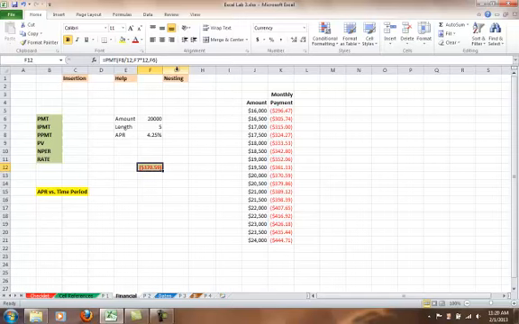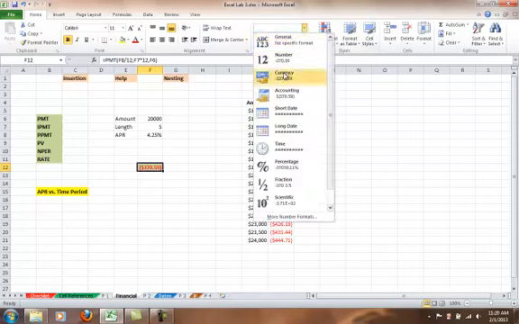It did it that way because finance functions automatically assume that you want it to be formatted in accounting format. That's how accountants display negative numbers in a spreadsheet. Okay. If you want to change it to a different format, you can just come up to here and you can change it to whatever you want.